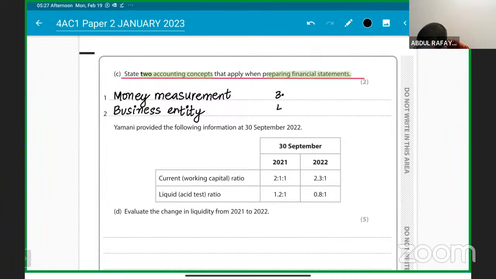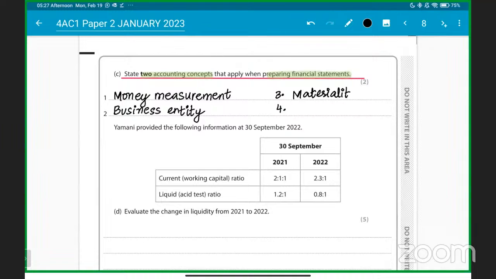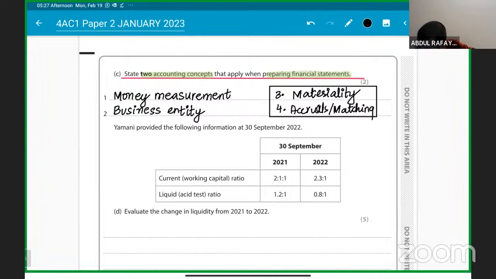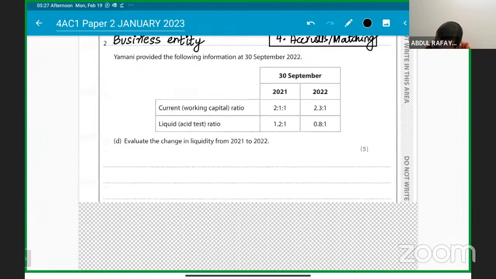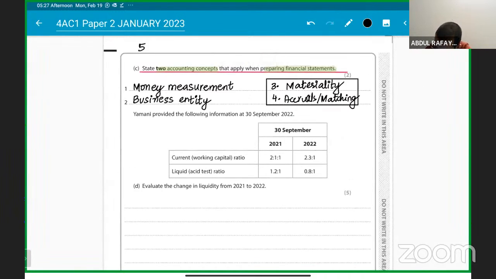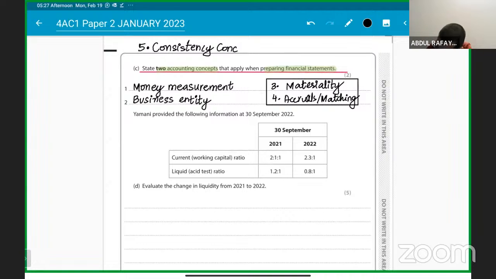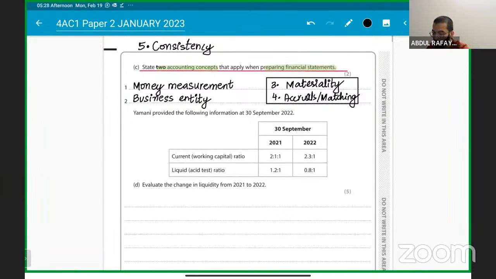You can write a third or fourth one too. If you don't remember those two, you can write the materiality concept as well. Make sure you only give two. If you don't remember the first two, you can write from these. You can also write accruals or matching concept, prudence concept, materiality concept, consistency concept as well. The fifth one can be the consistency concept, used for the depreciation method.